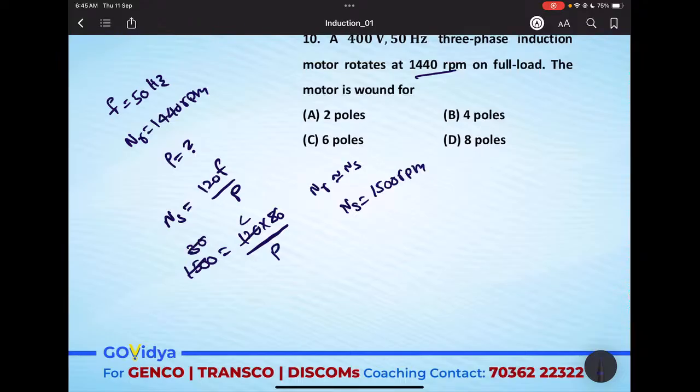Three ones, 3 fours. Therefore p is equal to 4. So the number of poles will be 4. The option will be B. Sometimes we need to assume some data.